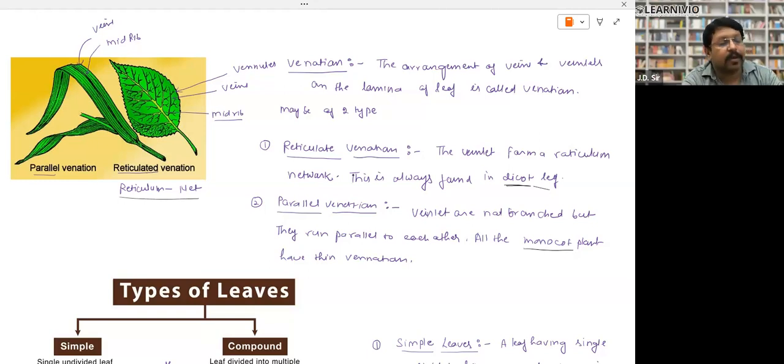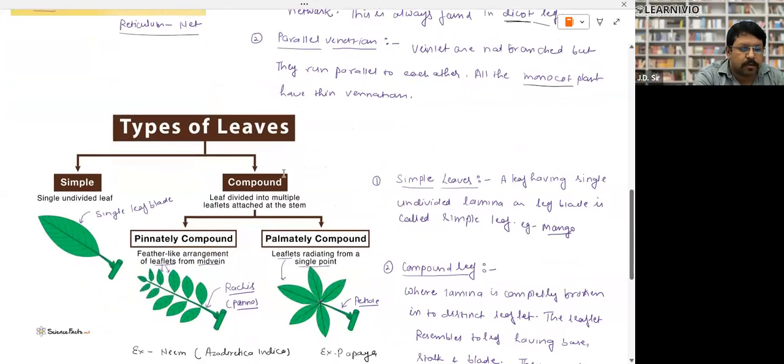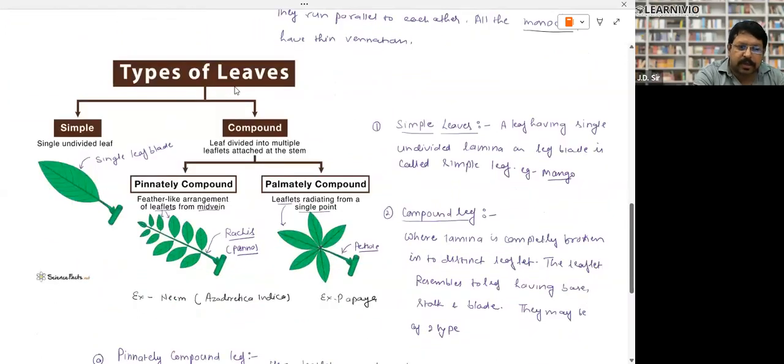Most of crop plant are monocot and they have parallel venation like rice, maize, sugarcane, etc. Is that clear? Yes, sir.